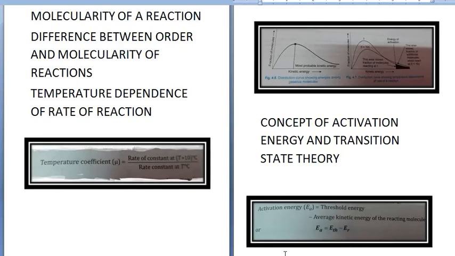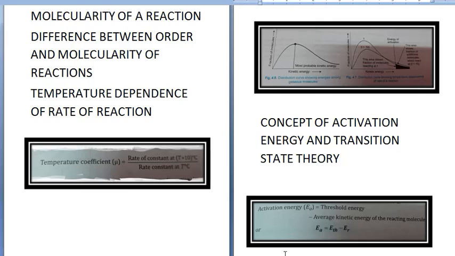Children, today in the chapter Chemical Kinetics, we are going to study about molecularity of a reaction. Molecularity is defined as the total number of reactant molecules which take part in a particular step or in the rate determining step of a chemical reaction. Now till now you have studied about the order of reaction. Let us see what are the differences between order of reaction and molecularity of reaction.